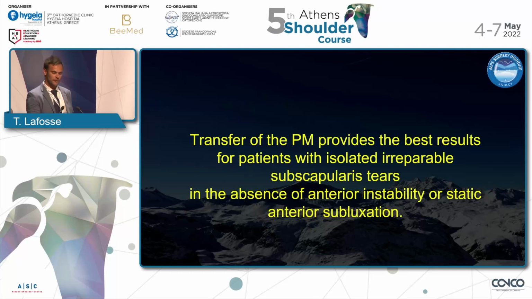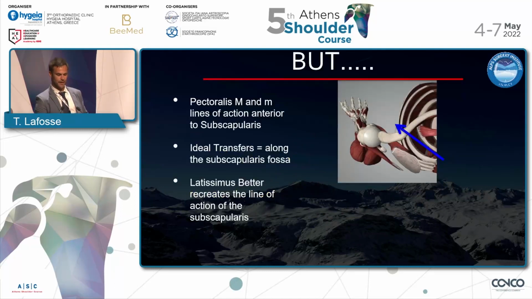So to summarize the pec major transfer, it provides the best results for the patients with isolated irreparable subscap tears in the absence of an anterior instability or static anterior subluxation, but in the long term, you will lose again the range of motion and the strength that you may have recovered initially. What is debatable about this transfer is that the line of pull is coming from the front. The ideal transfer should come from the back of the thorax. So the latissimus should recreate a better line of action of the subscap because it is along the fossa of the subscap.